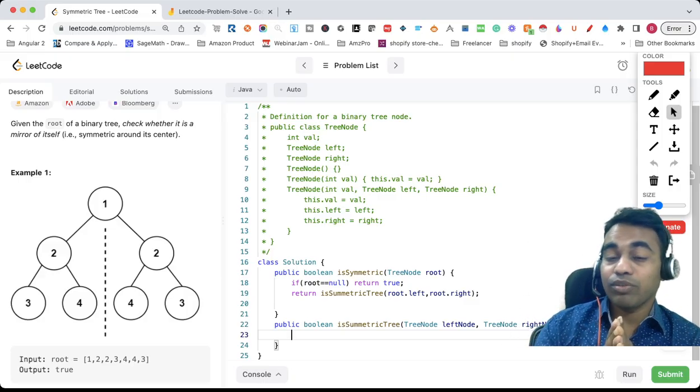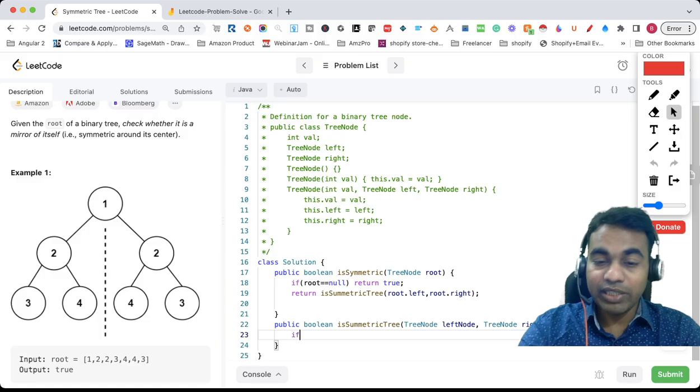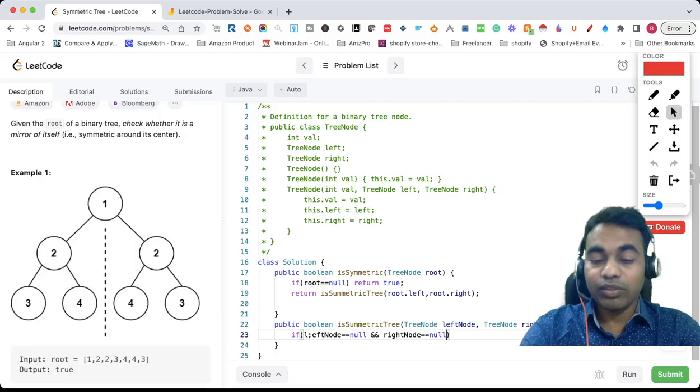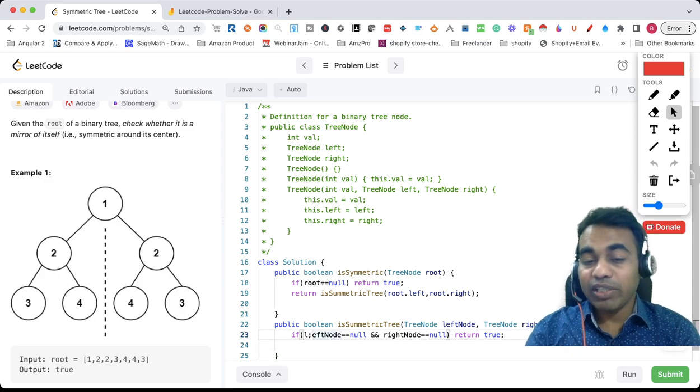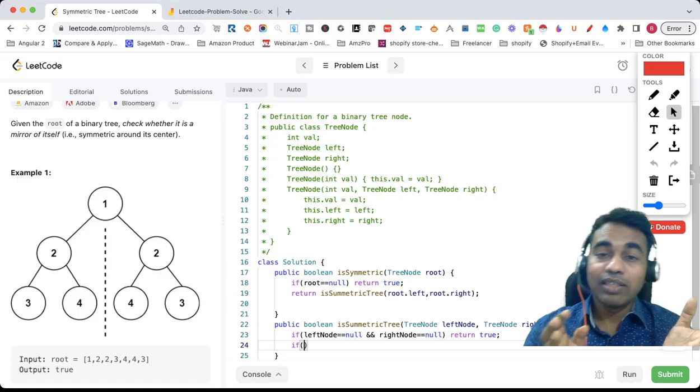So like we discussed, what do we need to do? We need to immediately check: if both are null, then we are good and well. So I can say if left node equal to null and right node equal to null, then we can return true. There is no issue. If after this one of them is null, that means one is null and the other is not null.